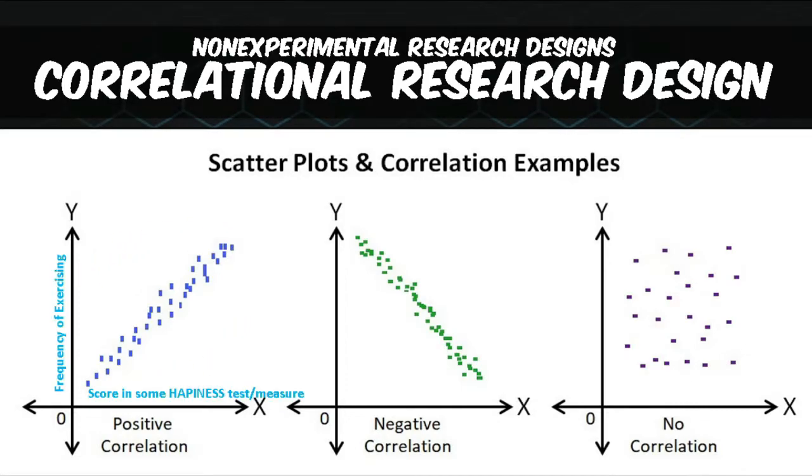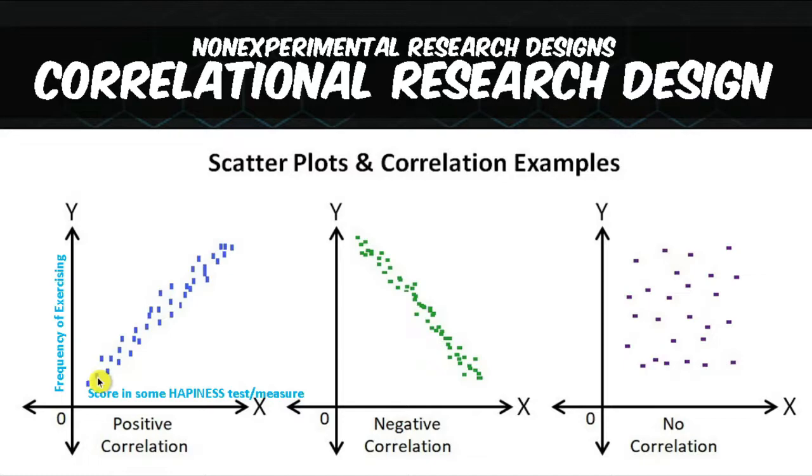An example of that would be if the 2 variables being correlated are score in some happiness test, so it's basically measuring your happiness, and the other variable is frequency of exercising. The happier you are, or the higher your score is in that happiness test, meaning you are more happy, then the frequency of exercising is also high. People who are happier are the same people who exercise more frequently. So the more you have this, the more you also do the other variable, and vice versa.